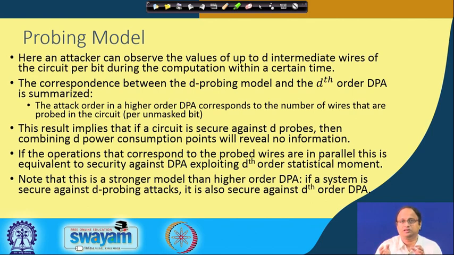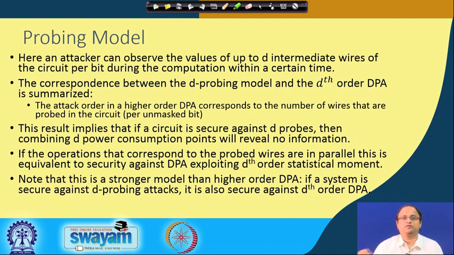Like, as we have seen in the second order attack, you do an attack with a second order statistical moment, and not the first order statistical moment, which we usually use in our normal first order DPA attacks. So note that this is a stronger form of model, probably stronger than the higher order DPA. If a system is secured against d-probing attacks, then it should also be secured against the dth order DPA.